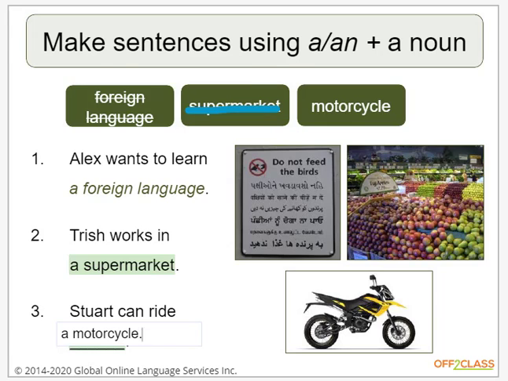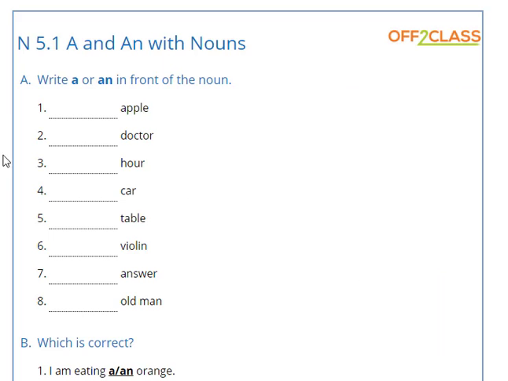Okay, let's look at the homework. So for the homework, it's very simple. It's write a or an in front of the noun. So remember the rules. When it's a vowel, it's a consonant in the beginning. Oh wow, I'm sorry, I'm losing my mind. When it's a vowel, when it's A, E, I, O, or U at the beginning of the word, do we use a or do we use an? We use an.